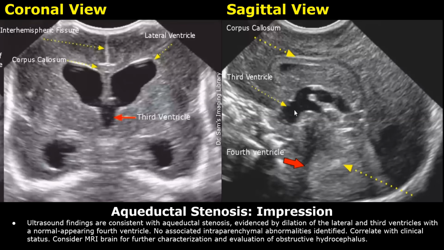Here is the impression. Ultrasound findings are consistent with aqueductal stenosis, evidenced by dilation of the lateral and third ventricles with a normal appearing fourth ventricle. No associated abnormalities identified. Correlate with clinical status. Consider MRI brain for further characterization and evaluation of obstructive hydrocephalus.